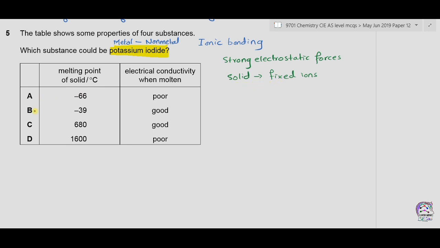So in these 4 options we can see that A has a very low melting point, B also has a very low melting point, in C we have a high melting point and it is a good conductor in molten form. So C could be the possible option. In D we also have a high melting point but it is a bad conductor in the molten state. So therefore D is incorrect. So the correct option is C.